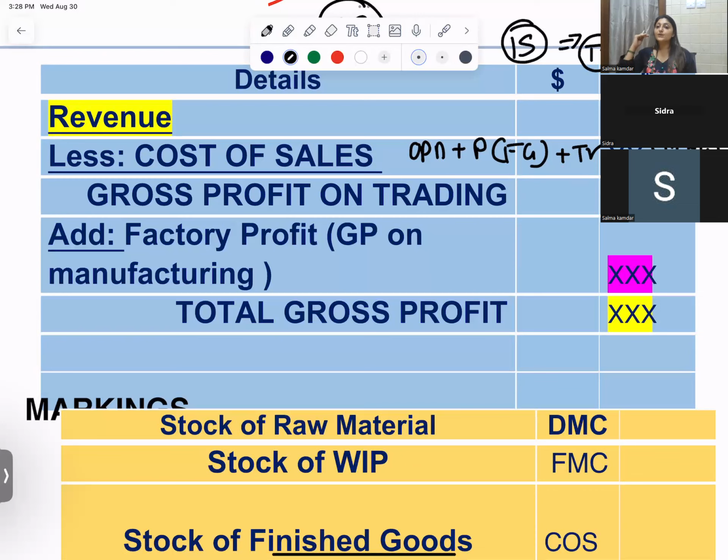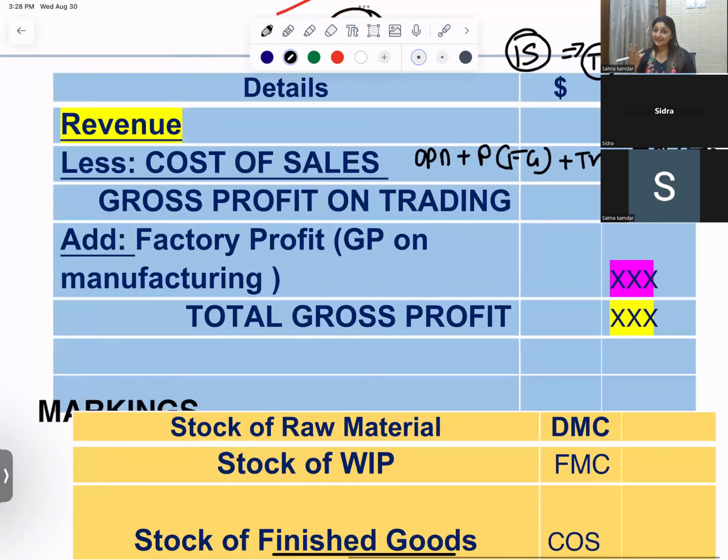Factory profit is included in the opening inventory of finished goods. It is included in the closing inventory of finished goods, and it is also included in the transfer value. And if they say that it's at cost, then you will have to find the transfer value.